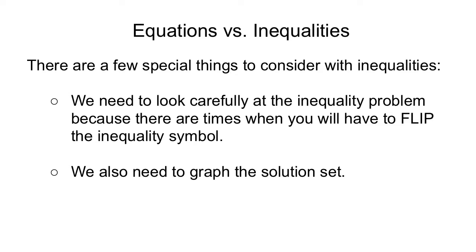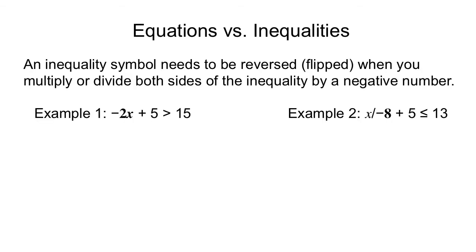In an equation, we find just the answer, so a specific number will be the answer. But with inequalities, you're finding a set of answers, so we call it a solution set. An inequality symbol needs to be reversed or flipped when you multiply or divide both sides of the inequality by a negative number. So when you're solving, if you need to multiply or divide by a negative number, you have to flip the sign.